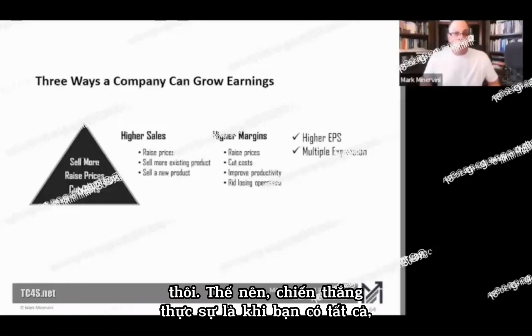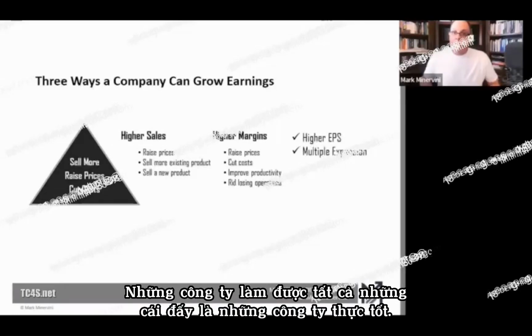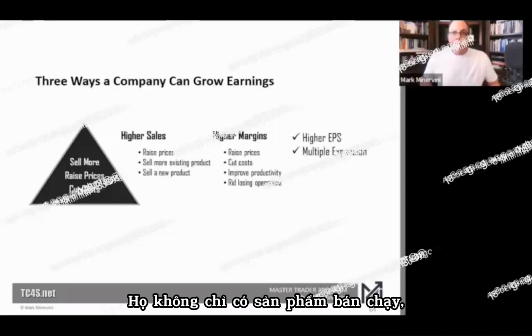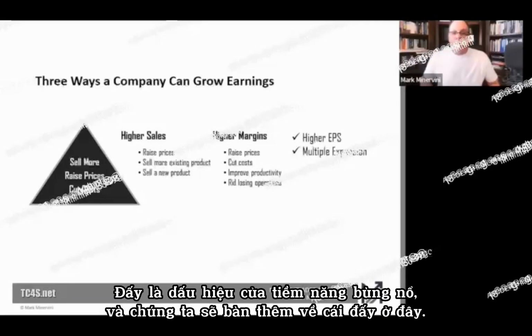So the real power comes when you get it all. When you get revenue growth and you get profit margin expansion, these are the companies that are really doing great things. They not only have some kind of product that's selling really well, but their management is really good, and they're improving their productivity. Their margins are widening. This is where you get explosive potential, and we're going to talk about that here.